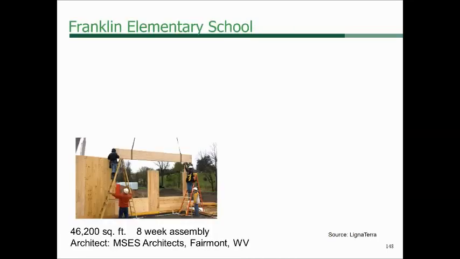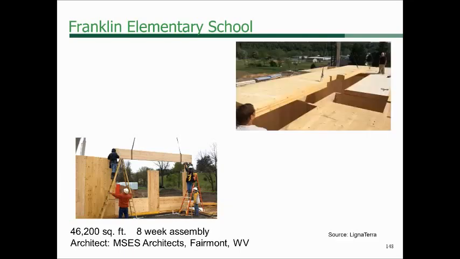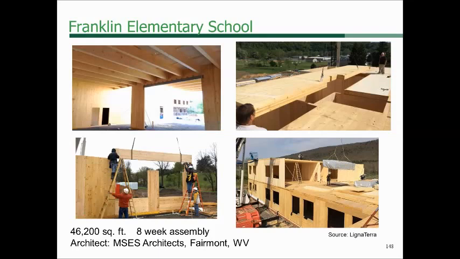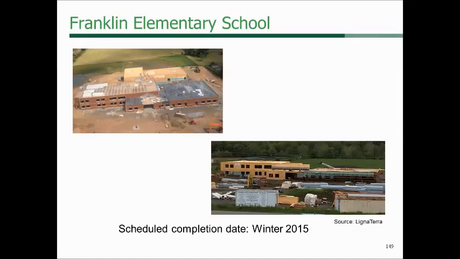And some people were asking about projects in the U.S. This is an example of a project in the U.S. This is the first school in West Virginia, and this is prior to it being adopted in the 2015 IBC. A 46,200 square foot school. Took 8 weeks to assemble this structure, and I think it was completed this fall, building it all out of cross-laminated timber.